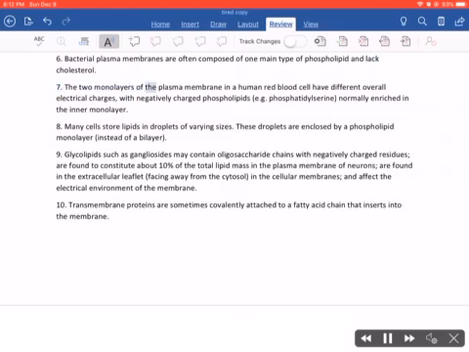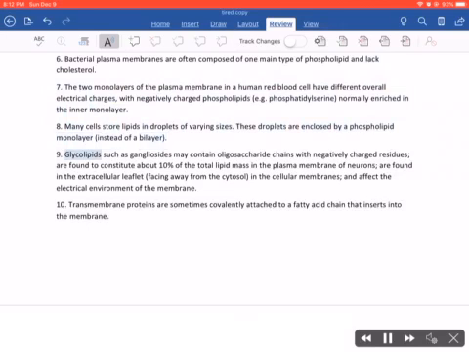The two monolayers of the plasma membrane in a human red blood cell have different overall electrical charges, with negatively charged phospholipids, for example phosphatidylserine, normally enriched in the inner monolayer. 8. Many cells store lipids in droplets of varying sizes. These droplets are enclosed by a phospholipid monolayer, instead of a bilayer.